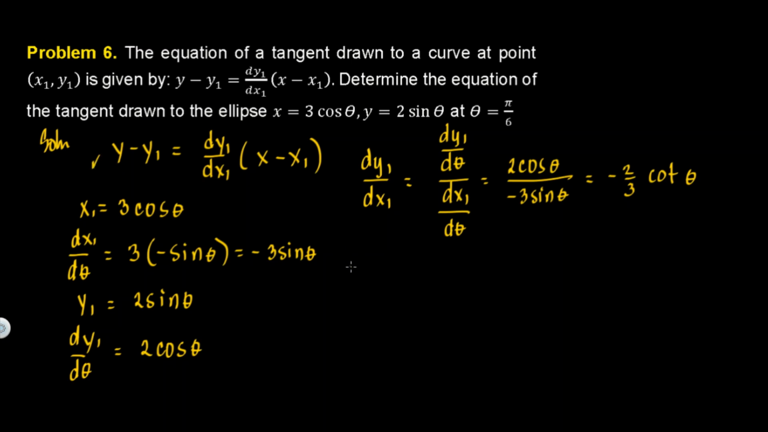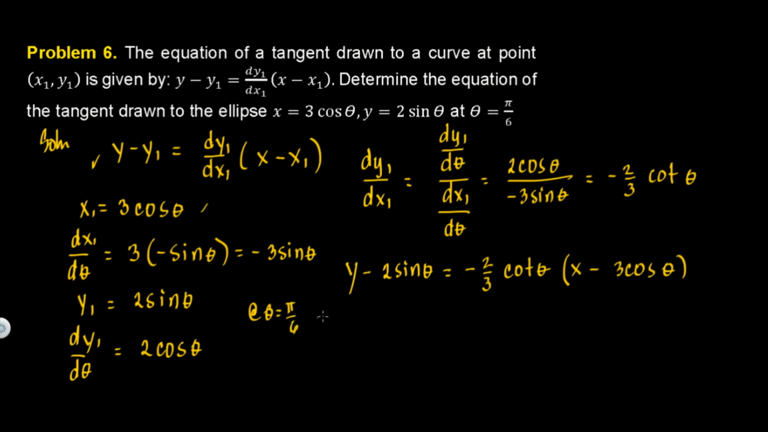This is it. So, y minus y sub 1, which is 2 sine theta, equals dy sub 1 over dx sub 1, which is minus 2 thirds cotangent of theta, times quantity x minus x sub 1, which is 3 cosine of theta. Then, what does it say? At theta equals pi over 6. What is the equation of the tangent? So we have y minus 2 times sine pi over 6 equals minus 2 over 3.